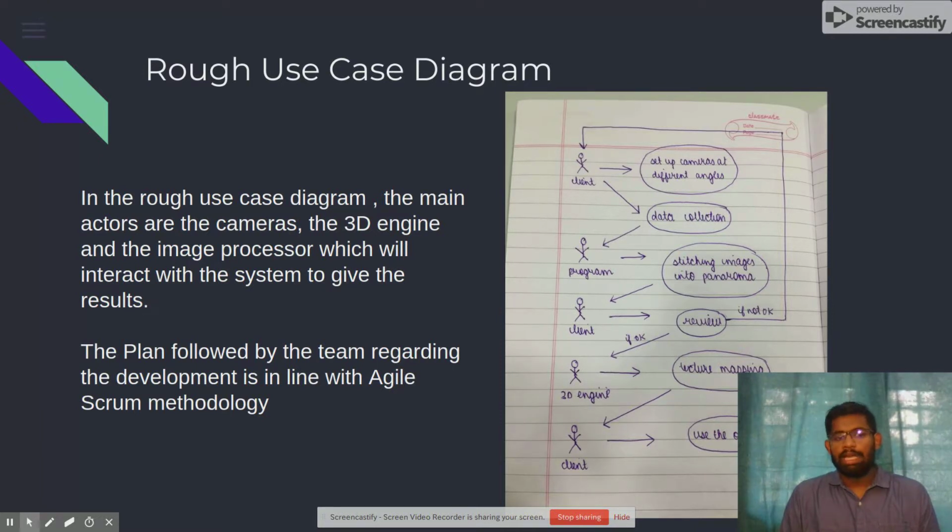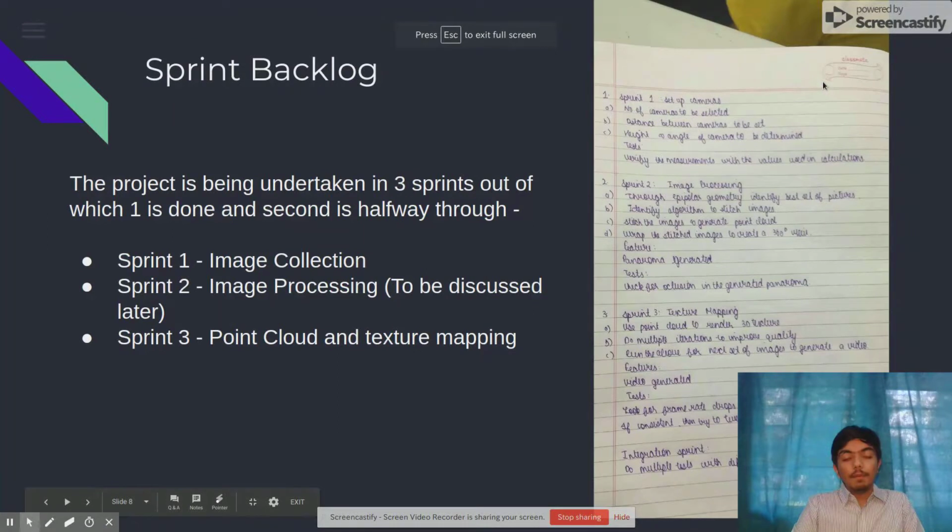The plan followed by our team in the development is in line with Agile Scrum methodology. Let me discuss the sprint backlog with you. The project has been undertaken in 3 sprints, out of which 1 is done and second we are halfway through. Talking about the first sprint, that was about the image collection, where we had collected the images through the Intel RealSense cameras, where we had identified the optimal number of cameras and their settings in order to minimize occlusion.